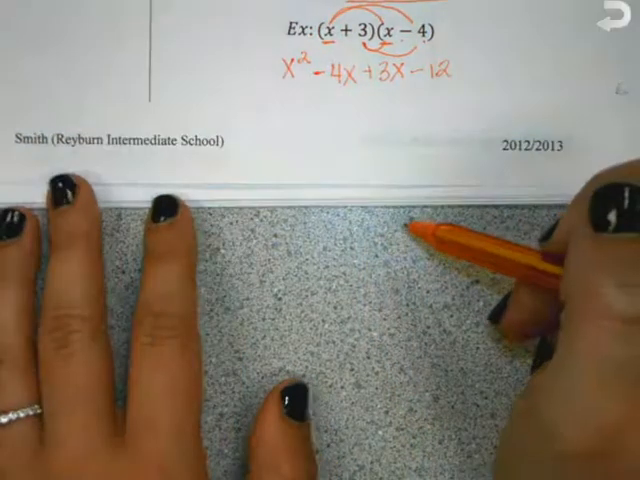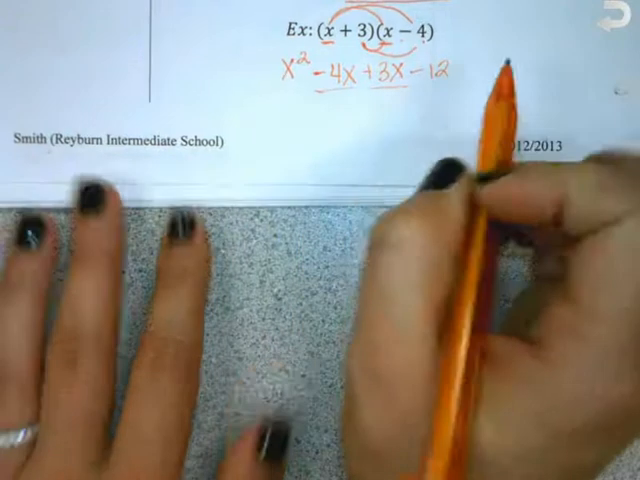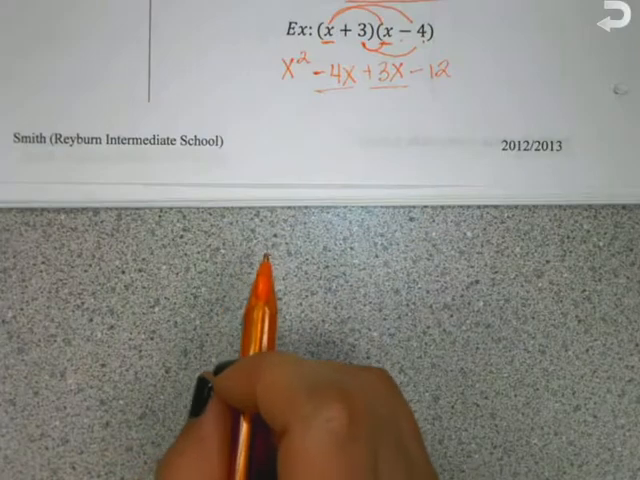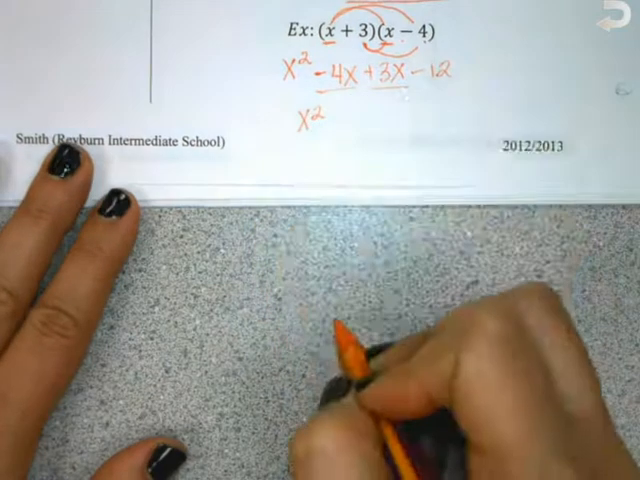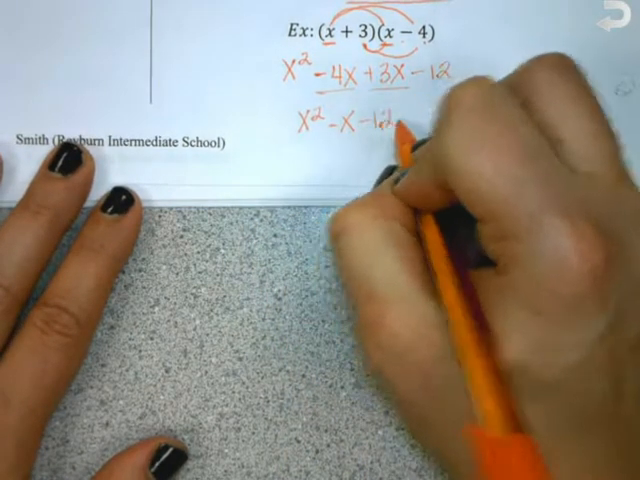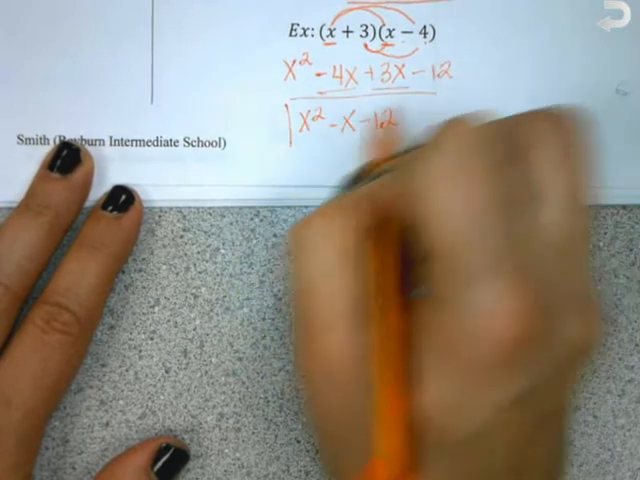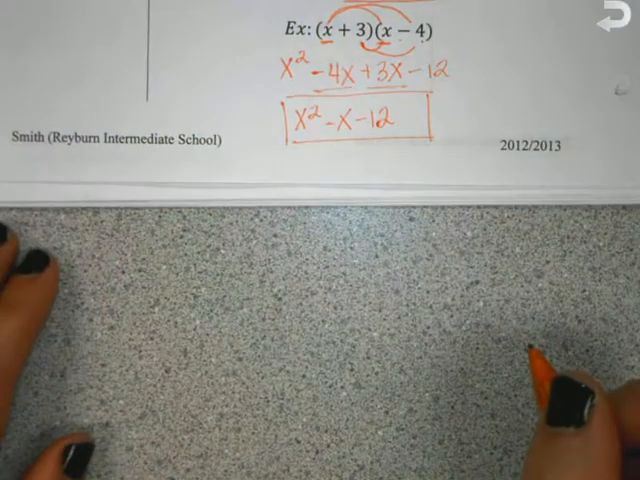Okay, so then step 2, we combine like terms. My like terms should almost always end up in the middle. And that's going to give me x squared minus 1x minus 12. Is that the answer that we got the first time we did this problem using the box method? Yeah, we get the same answer.